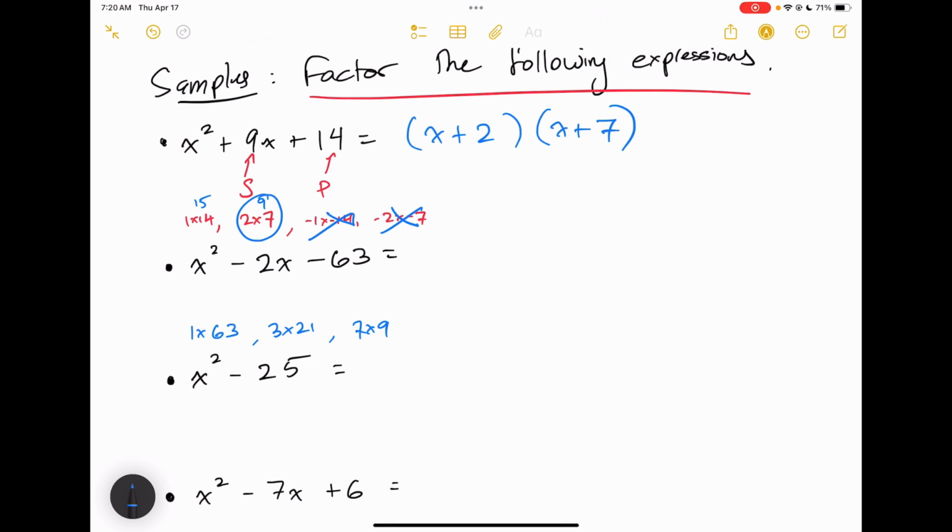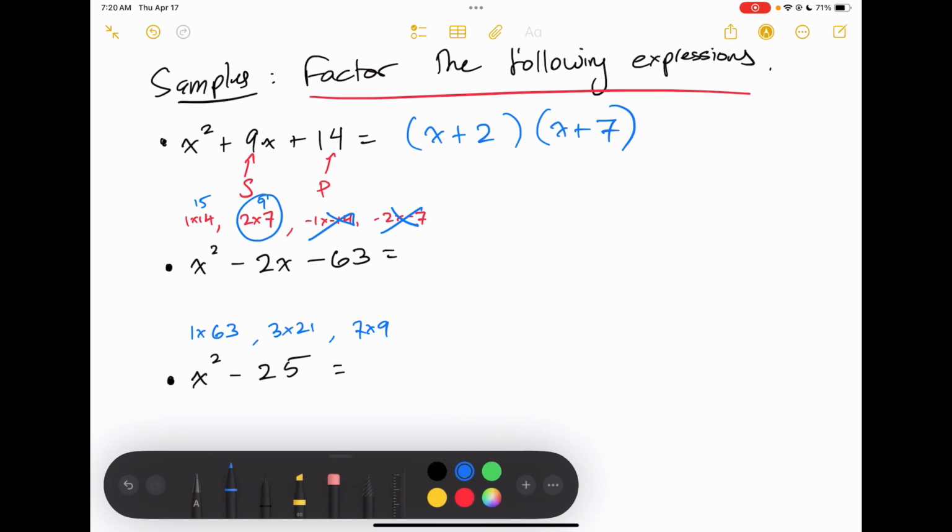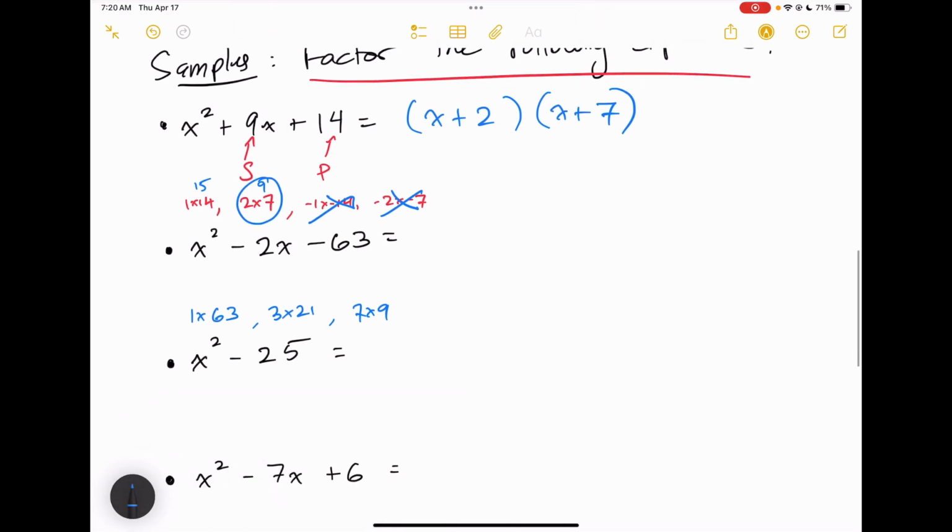Now, 63 is negative, so we need to consider the negative possibilities as well. Obviously, in order to get a negative number in multiplication, you need a positive times a negative. So these three factor pairs actually have two possibilities, where one number is negative, so negative 1 times 63, negative 3 times 21, negative 7 times 9. And now we're going to do them again, but this time the minus on the other number. So it's going to be 1 times negative 63, 3 times negative 21, and then 7 times negative 9.